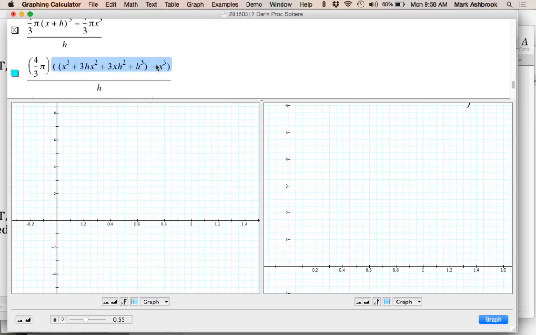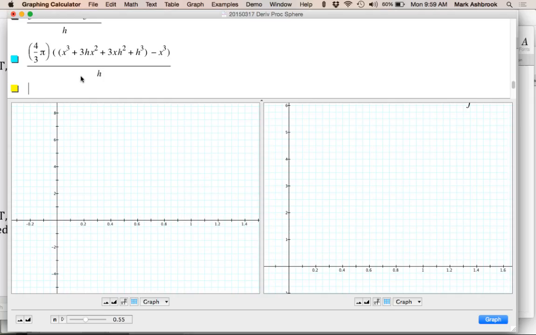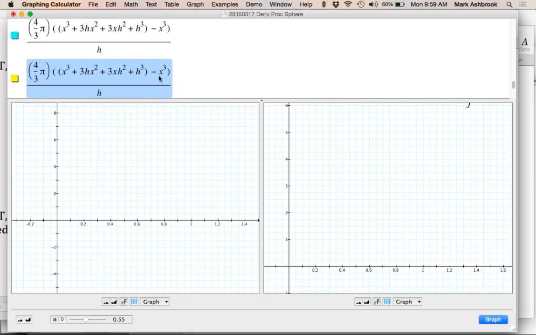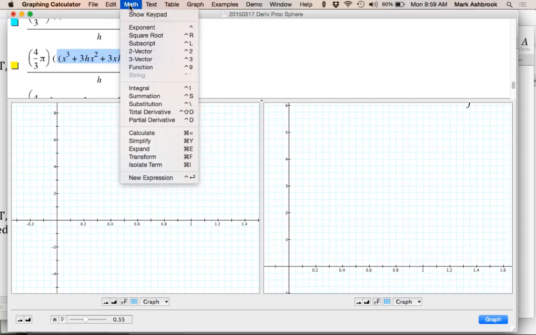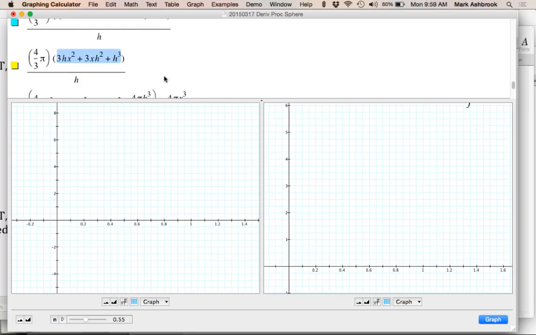We've got the very first term is plus x cubed. The last term is minus x cubed. So those go away, right? X cubed minus x cubed is 0. So I can highlight on that, and I can simplify. Okay, so it just took the x cubed minus the x cubed.